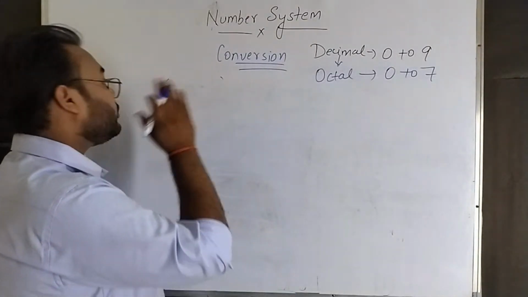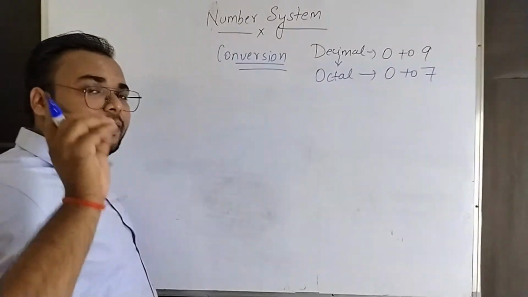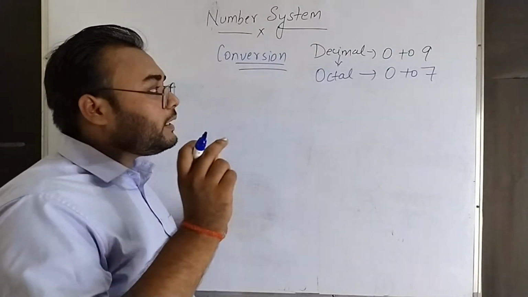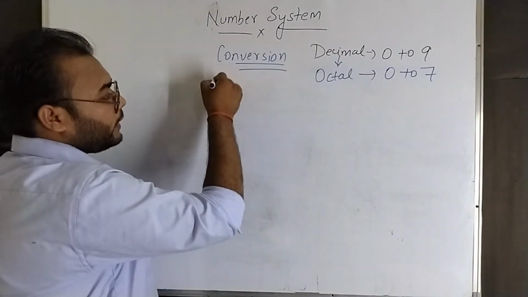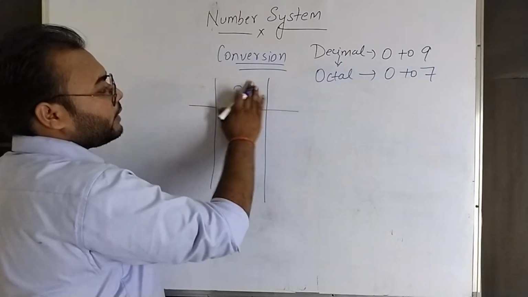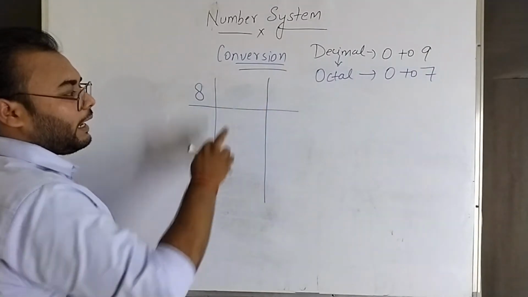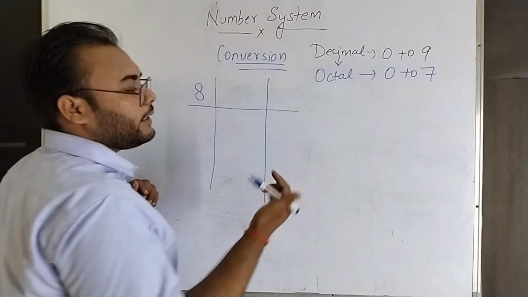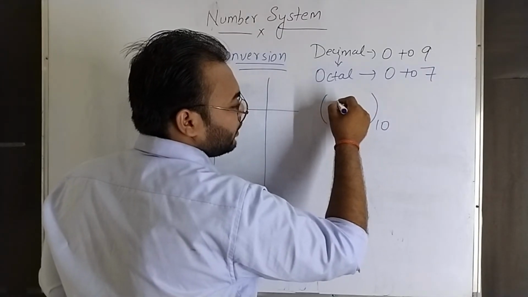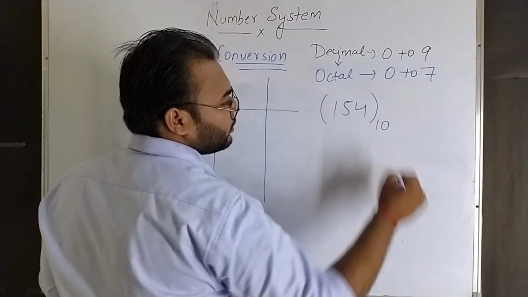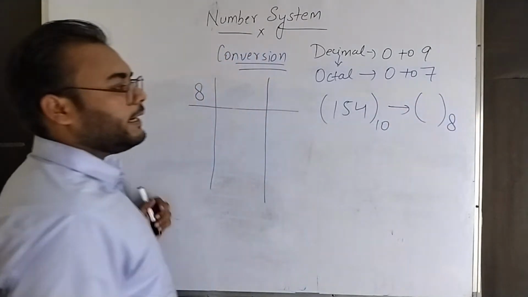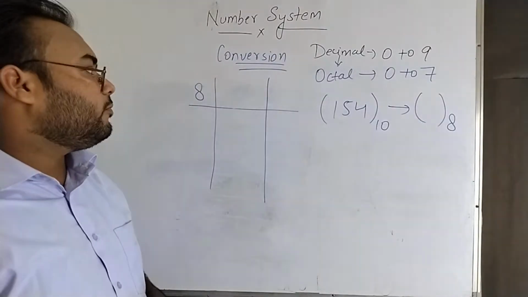Now, how are we going to convert? In decimal to binary, we divide the given number by 2. But in decimal to octal, we are going to divide the number by 8. Clear? We can go with any type of number, like suppose the number is 154, and we have to convert it with a base of 8. Now tell me the number. What is the number here?